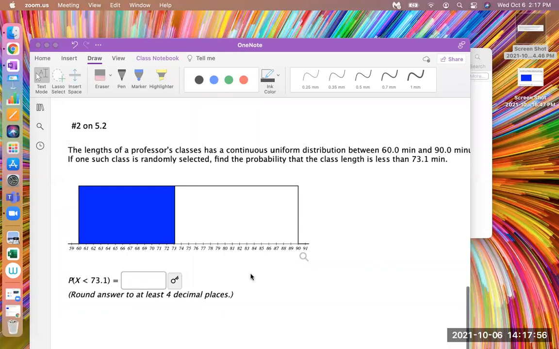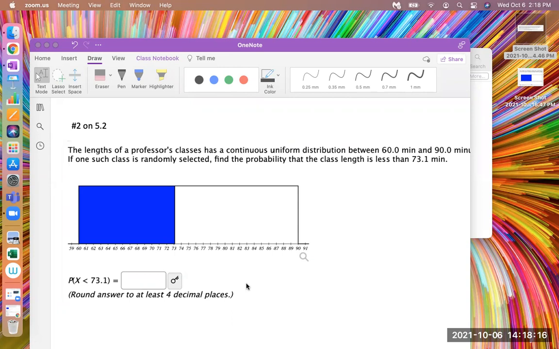The length of a professor's class has a continuous uniform distribution between 60 minutes and 90 minutes. If one such class is randomly selected, find the probability that the class length is less than 73.1 minutes.